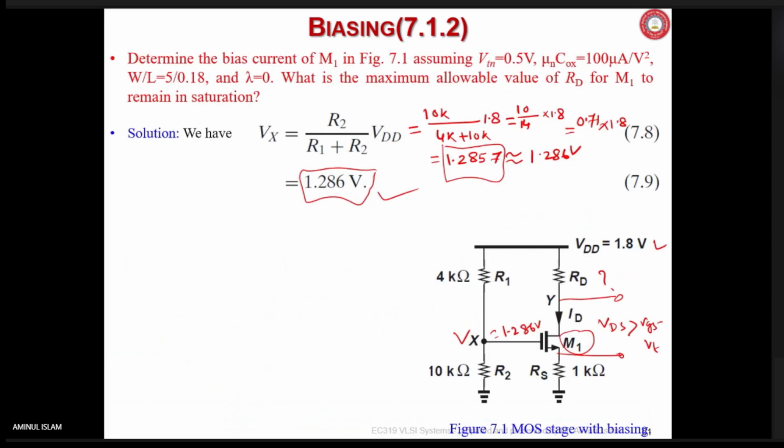Now, a numerical is given. Let us try to see what that is. Determine the bias current of M1. Bias current is the DC bias current ID.